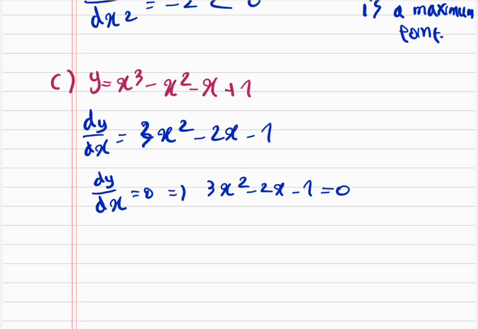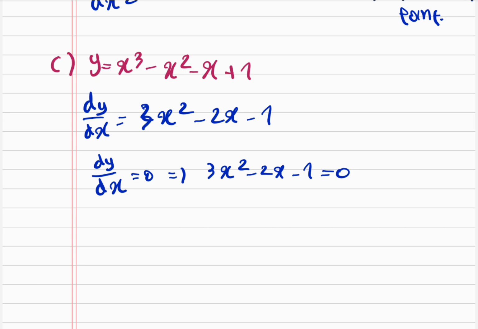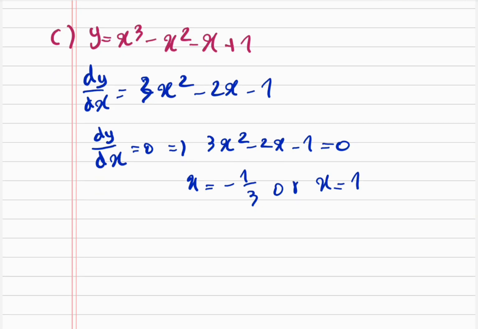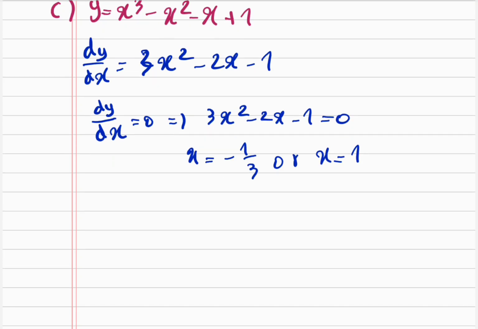And we can solve this quadratic. When we solve this quadratic, there are two solutions. So x is minus a third, or x is equal to 1. Now we need to find the y coordinate for each of these points, which means we are going to have two different stationary points. And then we can determine the nature of each of the stationary points.